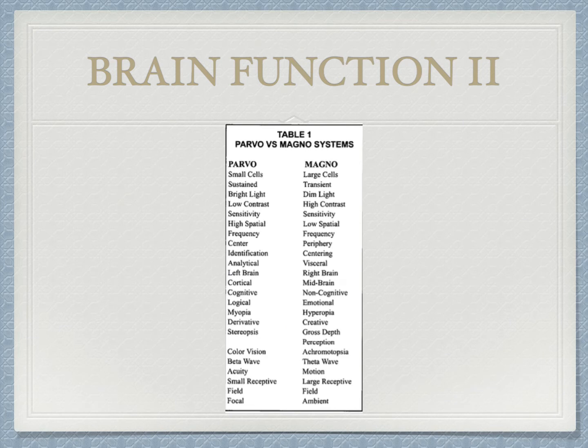Here's a list showing the dichotomy between the parvo and magno systems, between the central processing and the peripheral processing. All these different terms have been used, and we see that in fact there is a distinct difference between how we process centrally and how we process peripherally, how we process cognitively and non-cognitively.